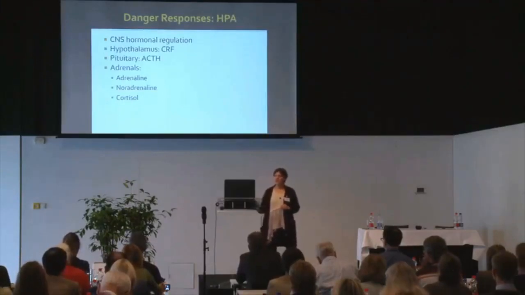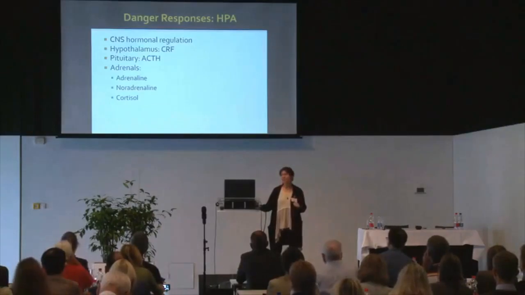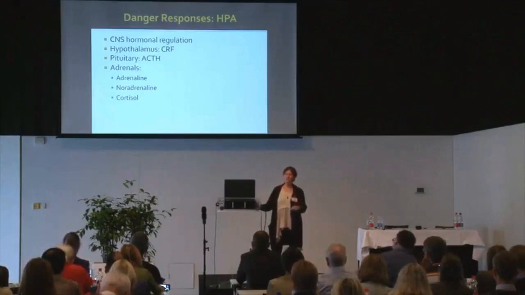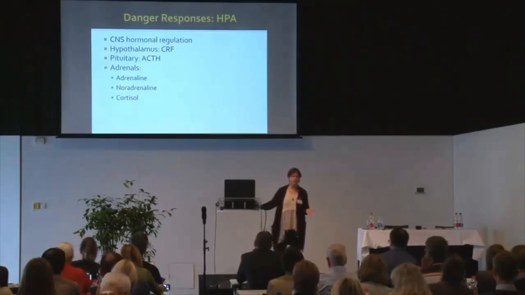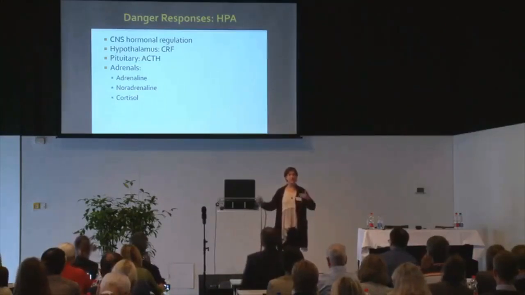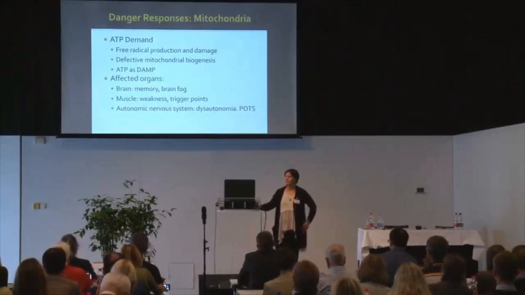The hypothalamic pituitary axis, we've heard a lot about this today. The hypothalamus produces corticotropin releasing factor. I don't know of any way of measuring that. The pituitary releases adrenocorticotropin hormone, and we can measure that. I'm going to suggest that we look at both ACTH if it's available to you, as well as cortisol, so you see how they're communicating. And then the adrenals make various hormones.